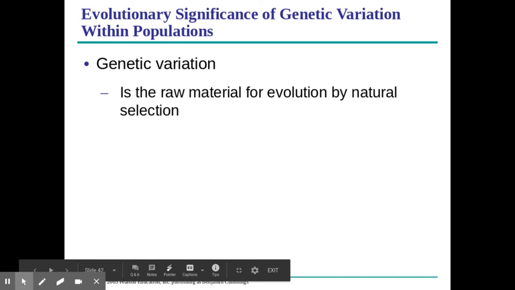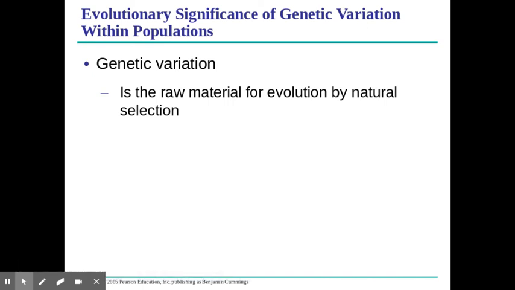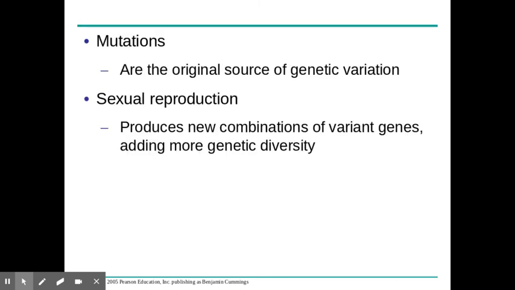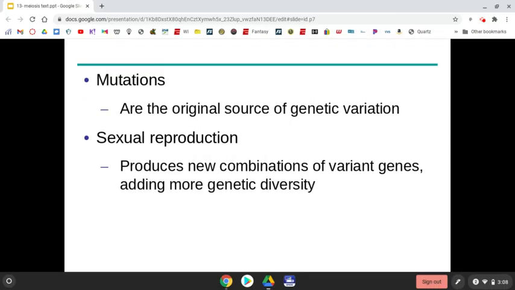Genetic variation is the raw material for evolution, because there has to be variation. We'll talk more about this later in the year, but there has to be variation in order for natural selection to happen. Adaptation absolutely depends on it. And mutation, while it is the original source, sexual reproduction has definitely added to the genetic variation on our planet.